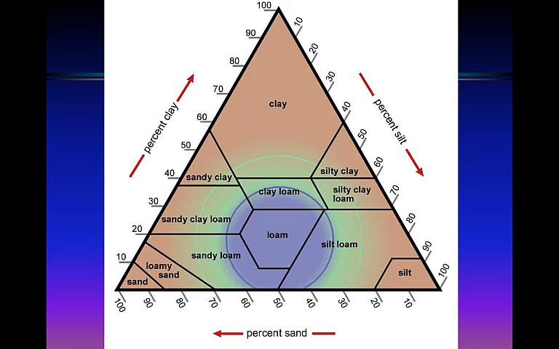Clay owns a big chunk up here in the corner. And that's too much of a good thing we talked about before. We get up above about 40% clay, and everything acts like a clay regardless of how much sand or silt might be in it, because it just overwhelms the properties of the mix.